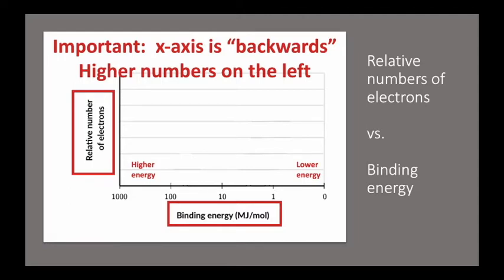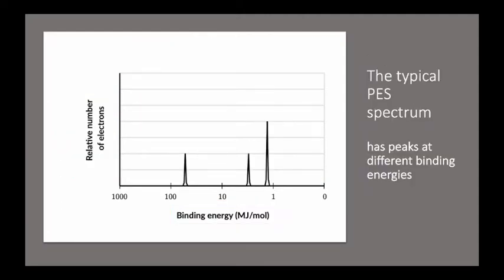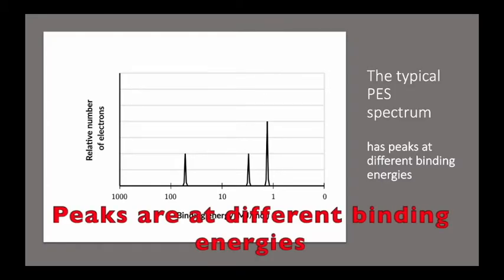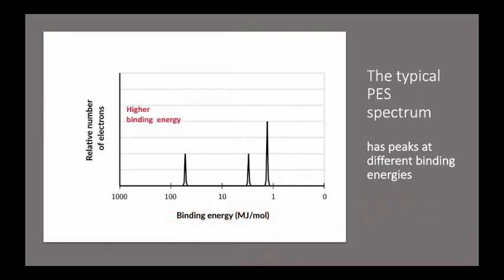Higher numbers are on the left, lower numbers are on the right. This is very different from when we did mass spectrometry. One way that you can help yourself remember this is to picture the proton on the left-hand side of the screen, because ionization energies are higher for electrons that are very close to the proton. This is an example of a typical PES spectrum. It has peaks, and these peaks are at different binding energies. Remember, the higher binding energies are on the left, and they're closer to the nucleus. And the lower binding energies are on the right-hand side.